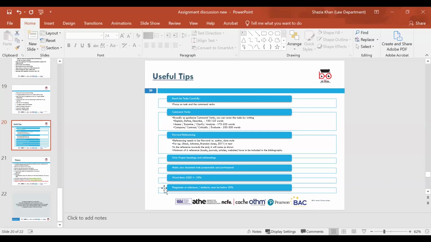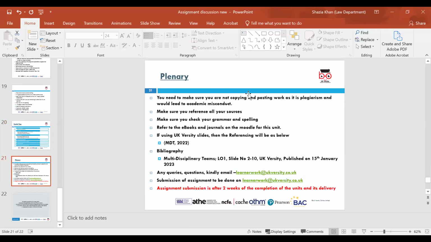Give proper headings. Make sure your document is presentable, and plagiarism: make sure you've read that report and it's below 20%. You need to make sure you are not copying and pasting your work. As we mentioned, that is plagiarism. Make sure you reference all your sources.